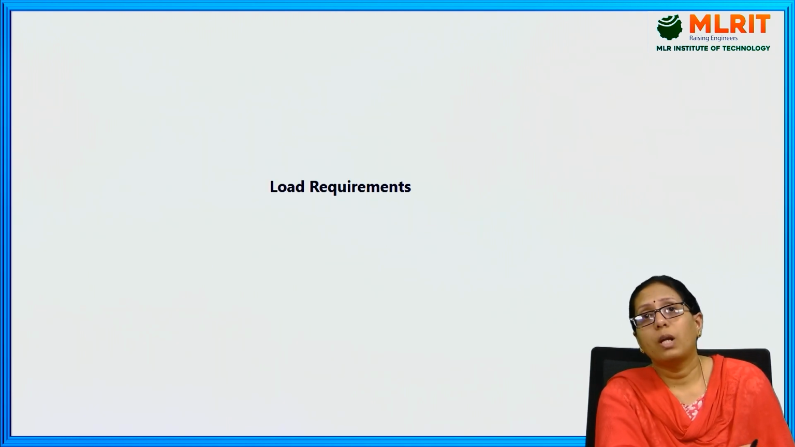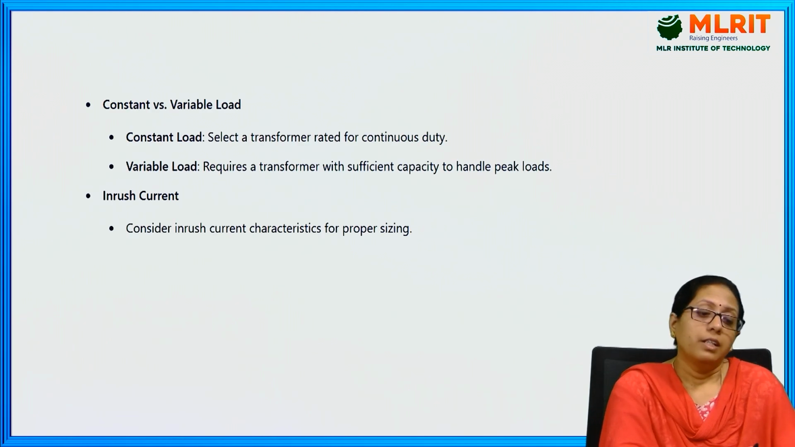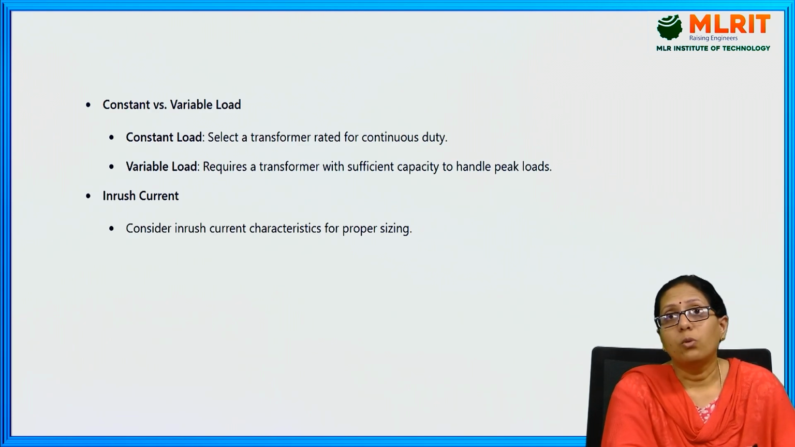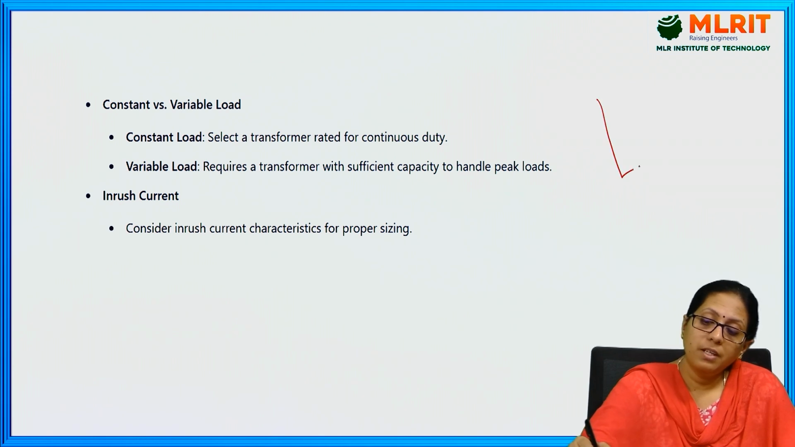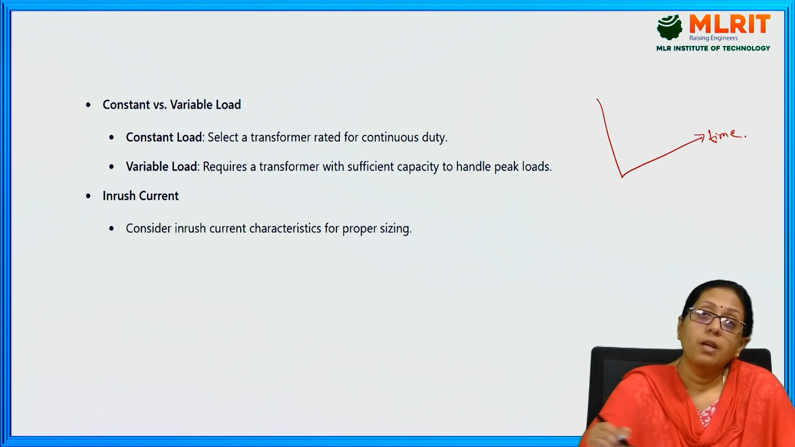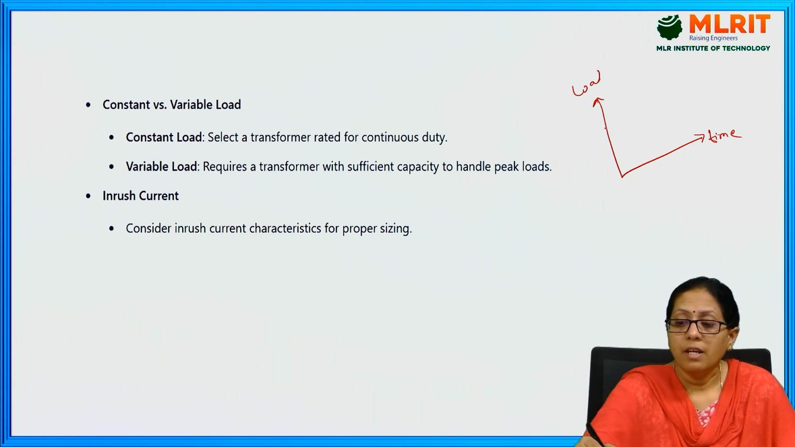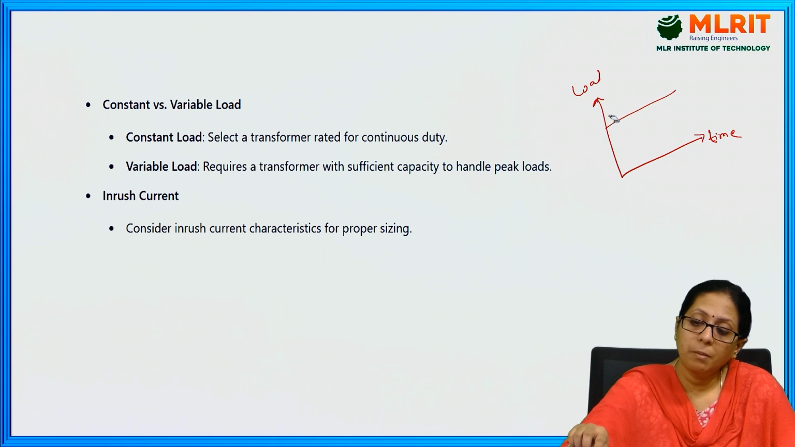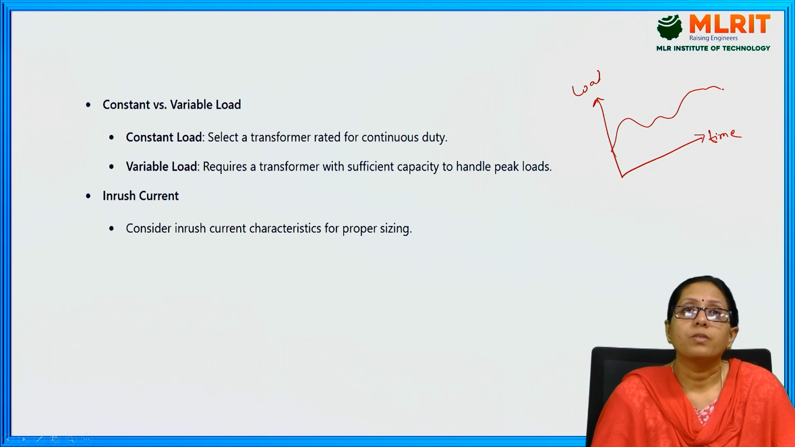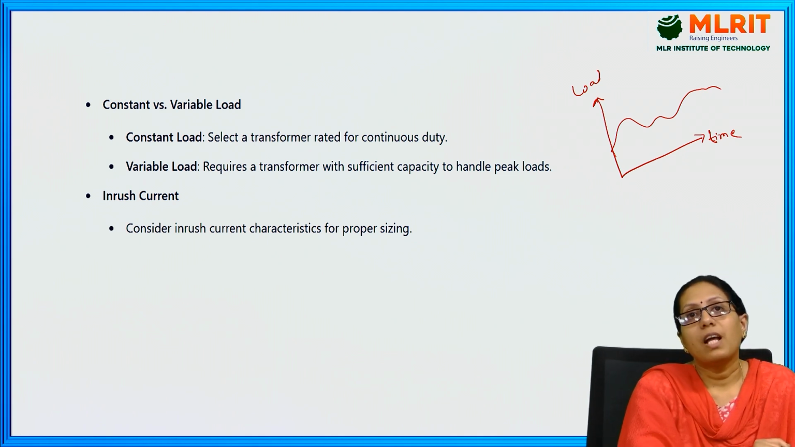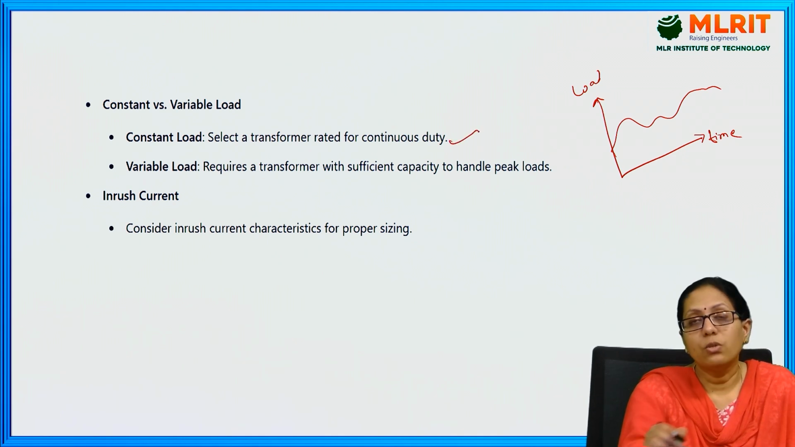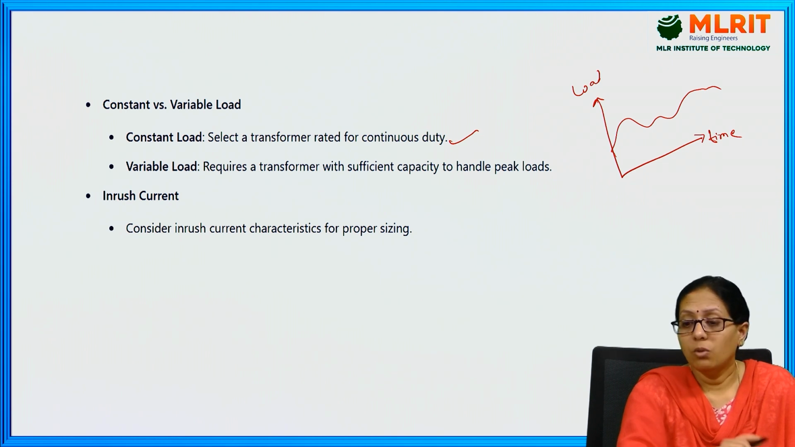What are the load requirements? Constant versus variable load. That means based on the time period as well as the load, the load may be a fixed load or else it may be a variable load. For constant load, select a transformer rated for continuous duty. And variable load requires a transformer with sufficient capacity to handle the peak loads also.